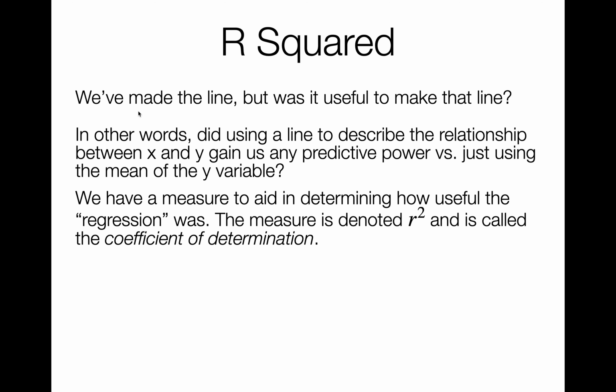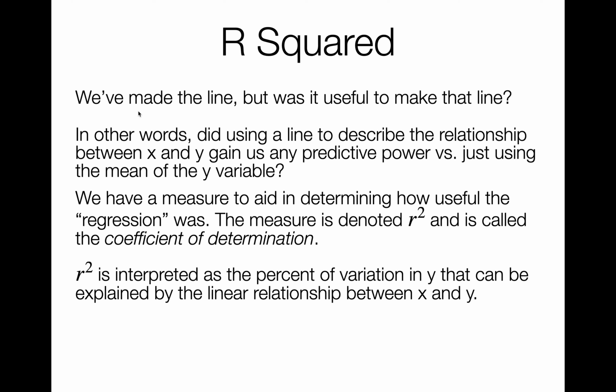So the gain we measure with R squared, which is what I said before, is literally the correlation coefficient squared. I take the correlation coefficient and I square it, and now that's called R squared. Another term for R squared is the coefficient of determination. So the coefficient of determination, or R squared, is literally R squared.